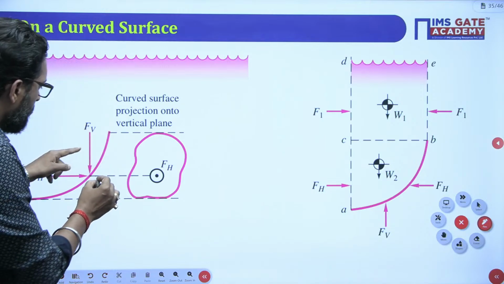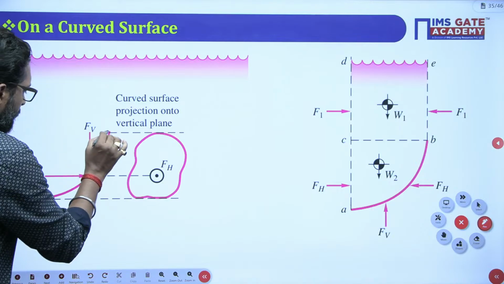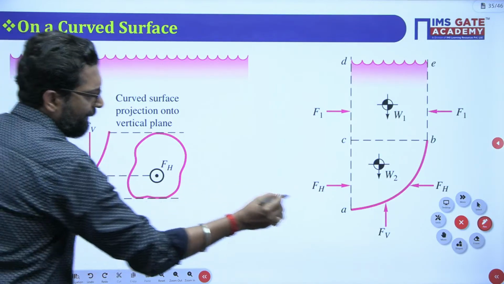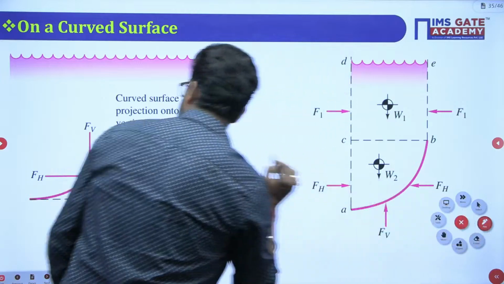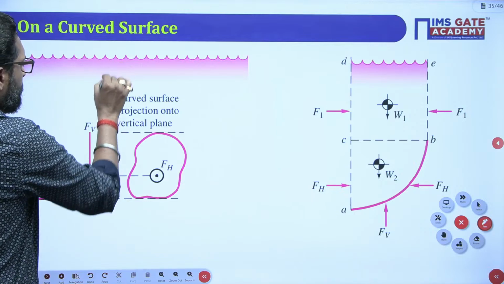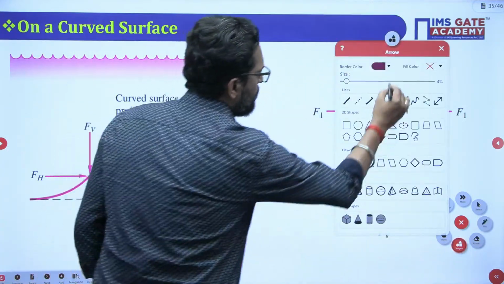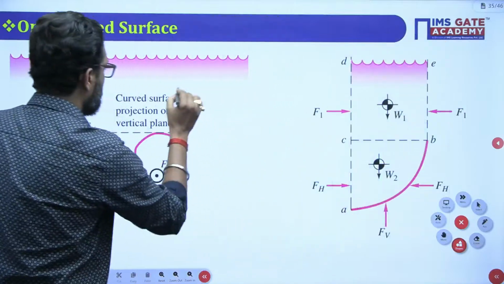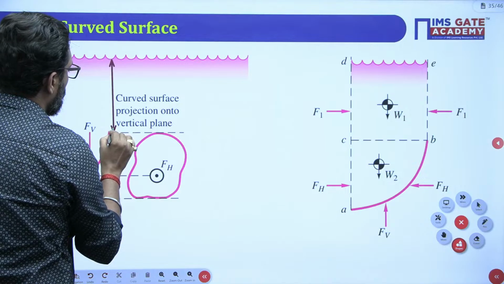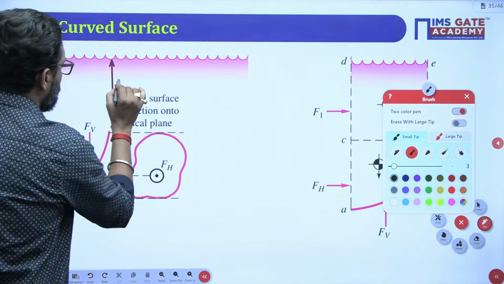What happened? If you find, this curvature has fluid. In this curvature, there is a fluid. So this fluid will act. Let's suppose the fluid will act. So the pressure will vary. So at this point, what is the pressure? Let's suppose this height is your H1.